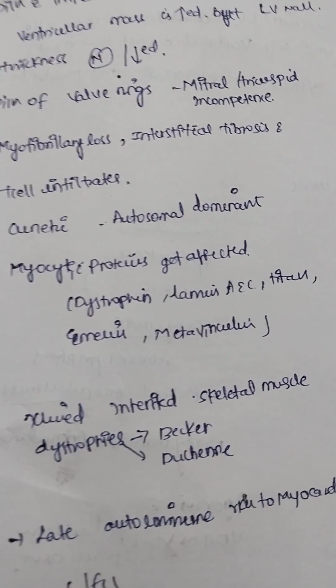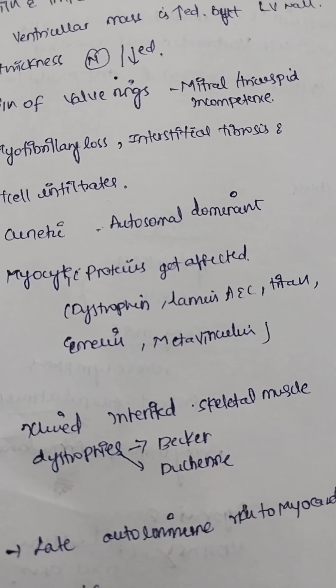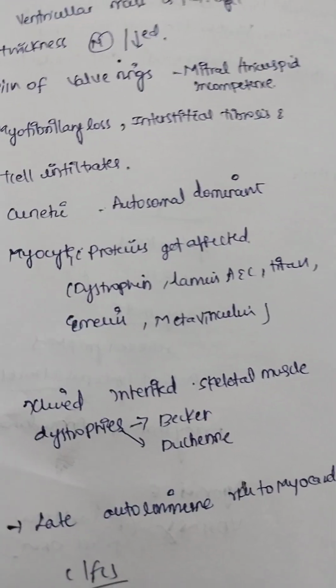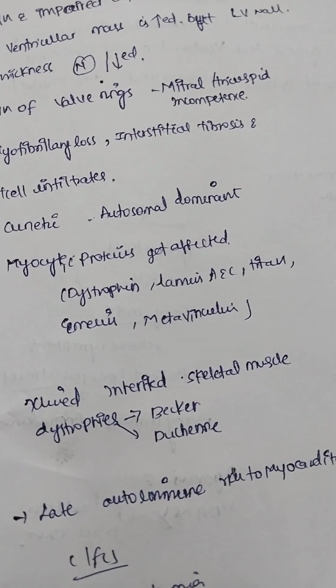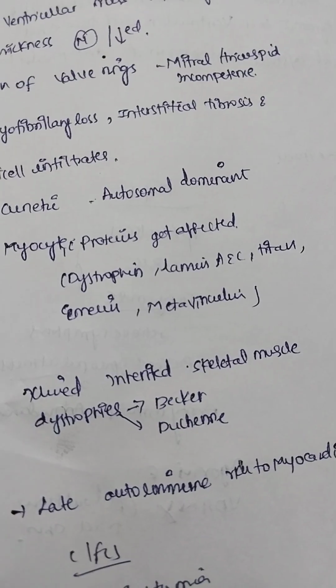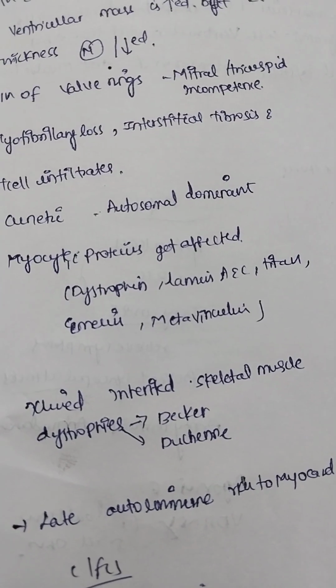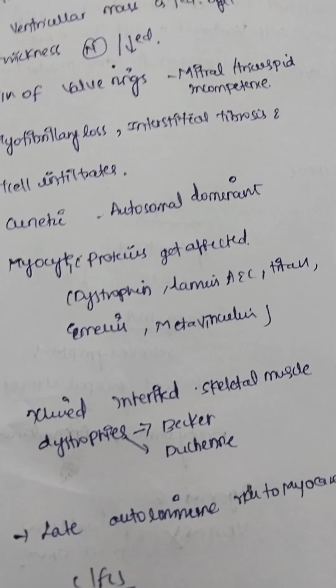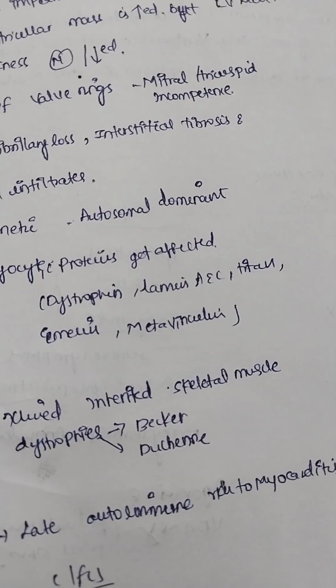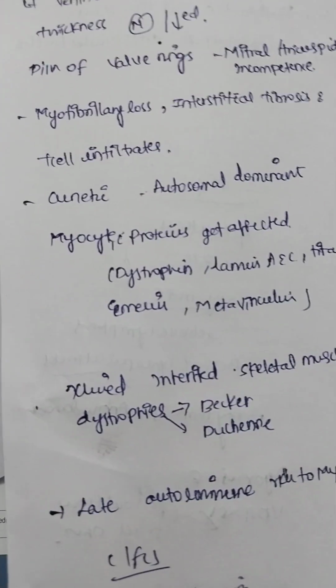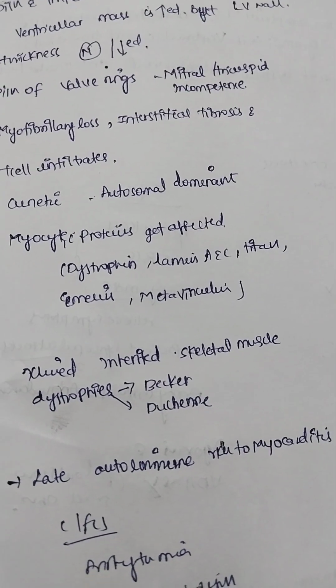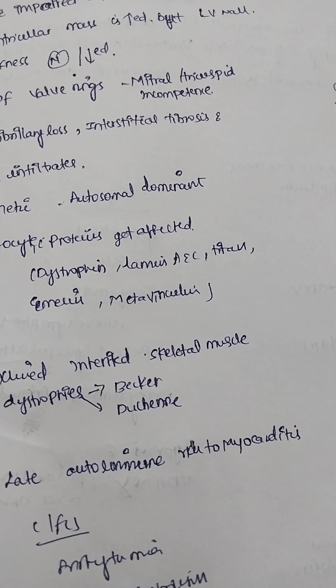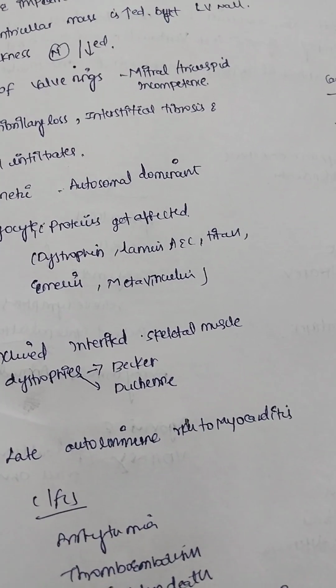As we already discussed, it is a genetic problem, an autosomal dominant problem, and myocytic proteins will get affected. Some X-linked inherited skeletal muscle dystrophies will also lead to cardiomyopathy. Those are Becker's and Duchenne muscular dystrophy, DMDs, right? So a late autoimmune reaction will occur due to myocarditis.